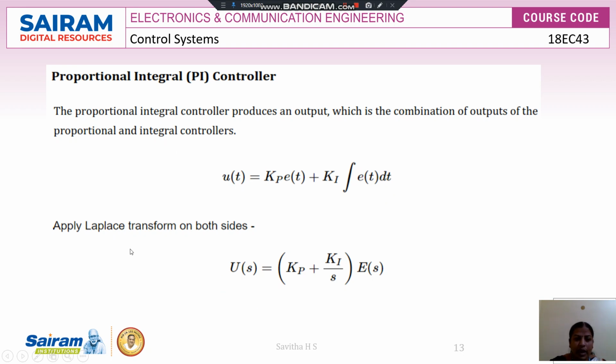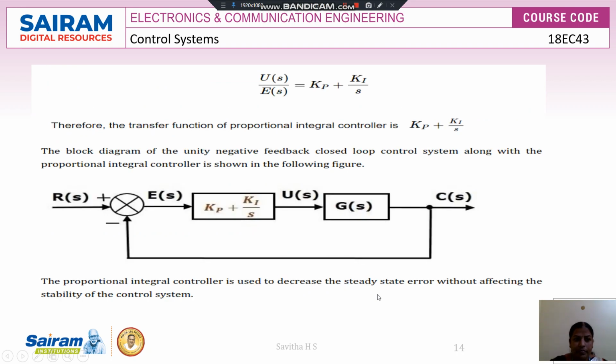Here also I need to take the Laplace transform on both sides. So u of t becomes U of s, and Kp plus Ki divided by s, because integration in the Laplace transform is 1 by s. In both cases E of s is common, so I have taken E of s as common: Kp plus Ki divided by s into E of s. So U of s by E of s will be Kp plus Ki by s. Therefore, the transfer function of the proportional integral controller is Kp plus Ki by s. The block diagram of the unity negative feedback closed loop control system along with the proportional integral controller is as shown in the diagram.